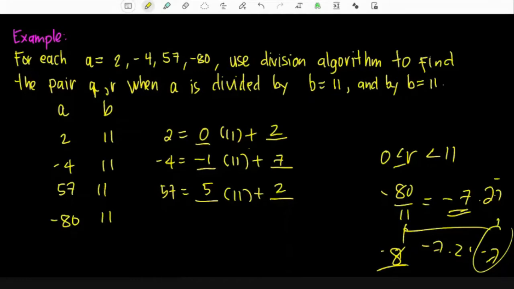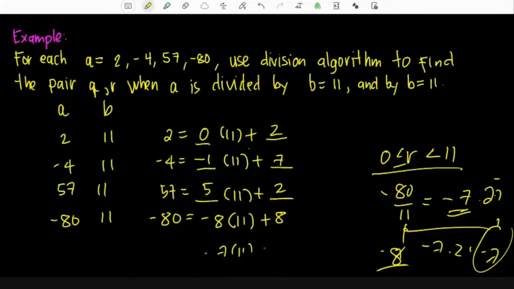So, negative 8, so that's negative 80 is equal to negative 8 times 11. Now, that gives us negative 88. So, kailangan mo pang mag-add ng 8, para maging negative 80, so 80 plus 8. Now, that satisfy the requirements na between 0 to 11. Take note na kung ang kinuha natin ay yung negative 7, magkakaroon tayo ng negative 7 times 11, which is negative 77. Ang kailangan natin i-add para maging negative 80, negative 3. And that does not satisfy this requirement.